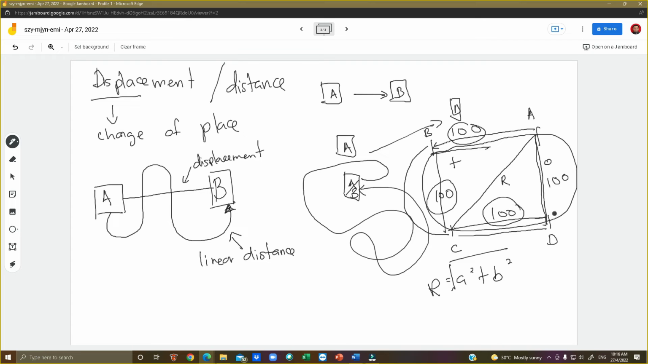Okay. If the runner continues running up until point A again, the distance covered now is 400. However, the displacement is null because now the runner is at the same spot where he started. So there is no displacement at all. Ini displacement. Okay, this one is known as linear displacement and distance. Okay, boleh dapat? Displacement, distance, linear. Can you get it?